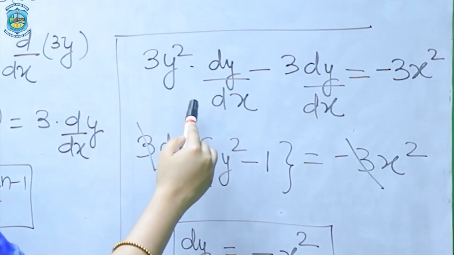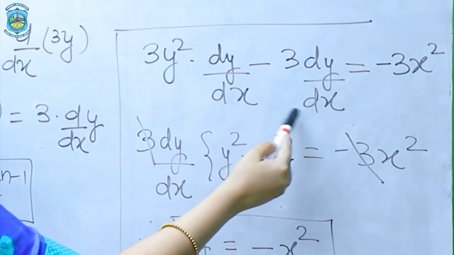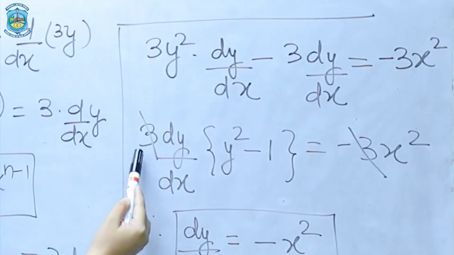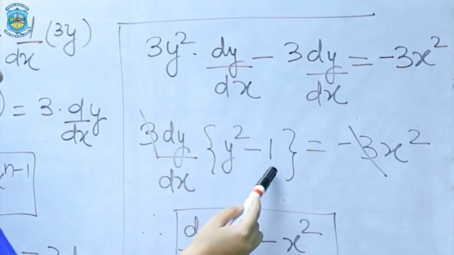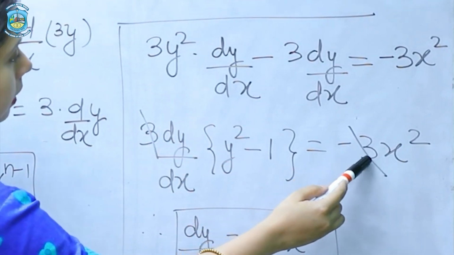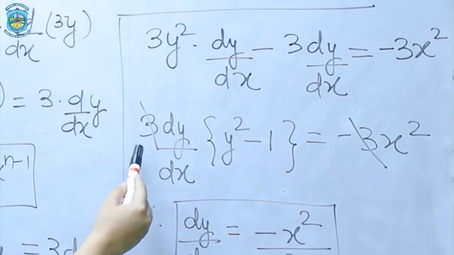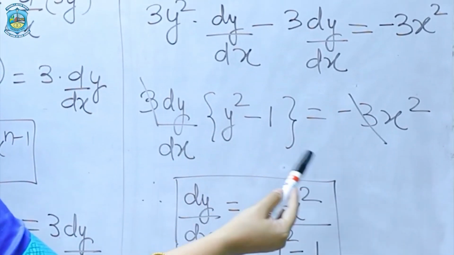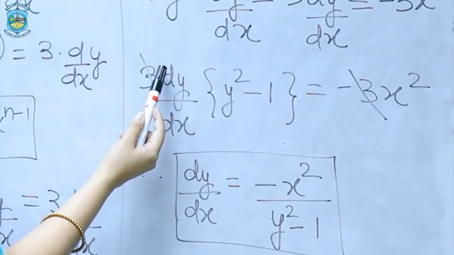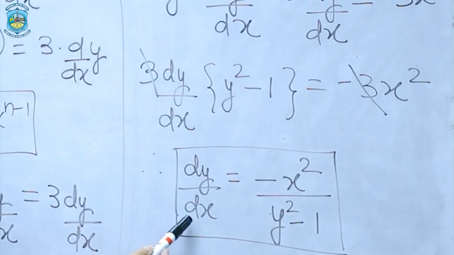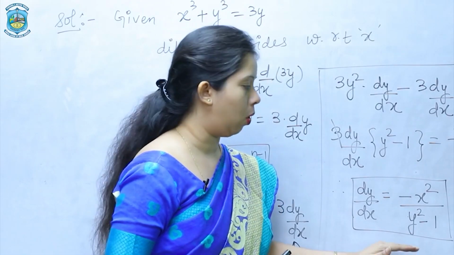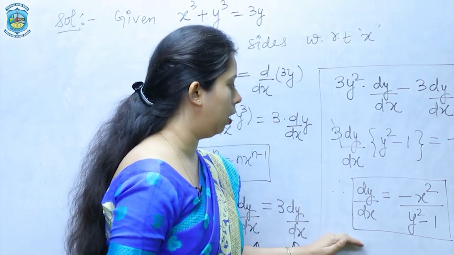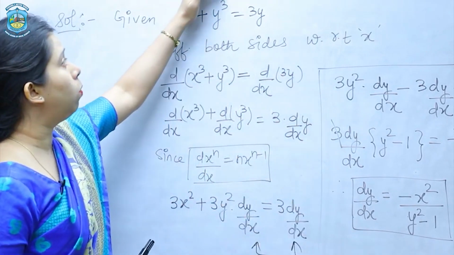So, from here we can take 3 dy by dx common from the left hand side. So, we will get 3 dy by dx into y square minus 1 is equal to minus 3x square. Now, we can see we have 3 on both sides. So, this gets cancelled and we get the value of dy by dx as minus x square upon y square minus 1. So, this is the final value of the derivative of the function when the function was in implicit form.